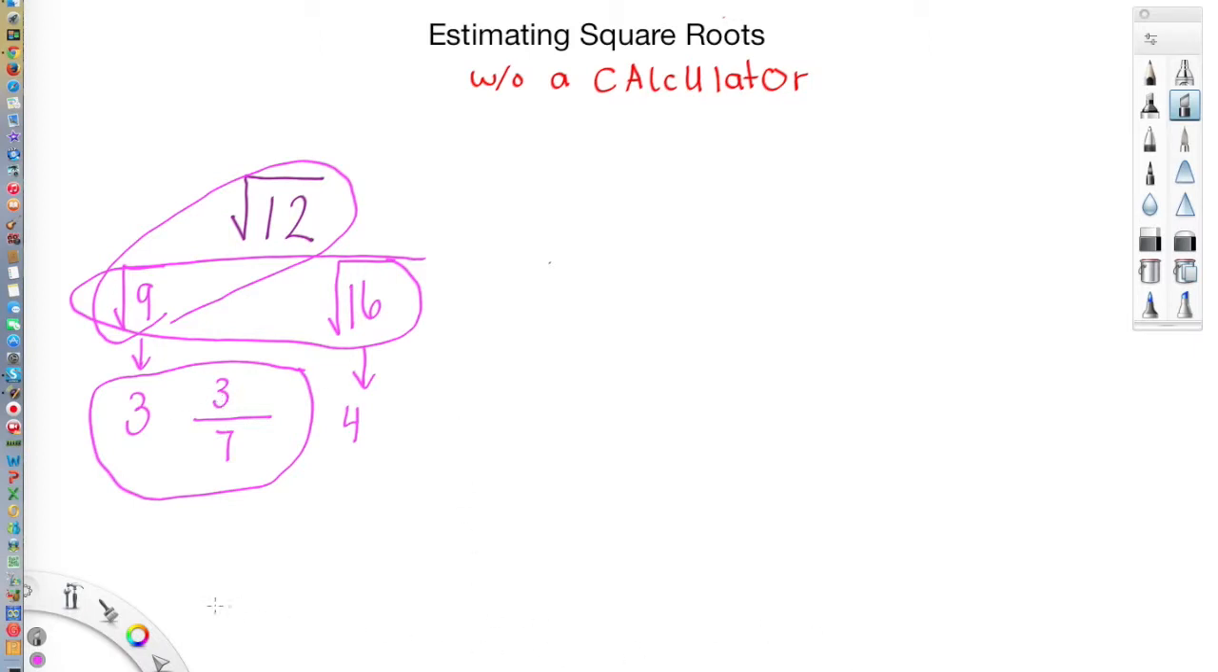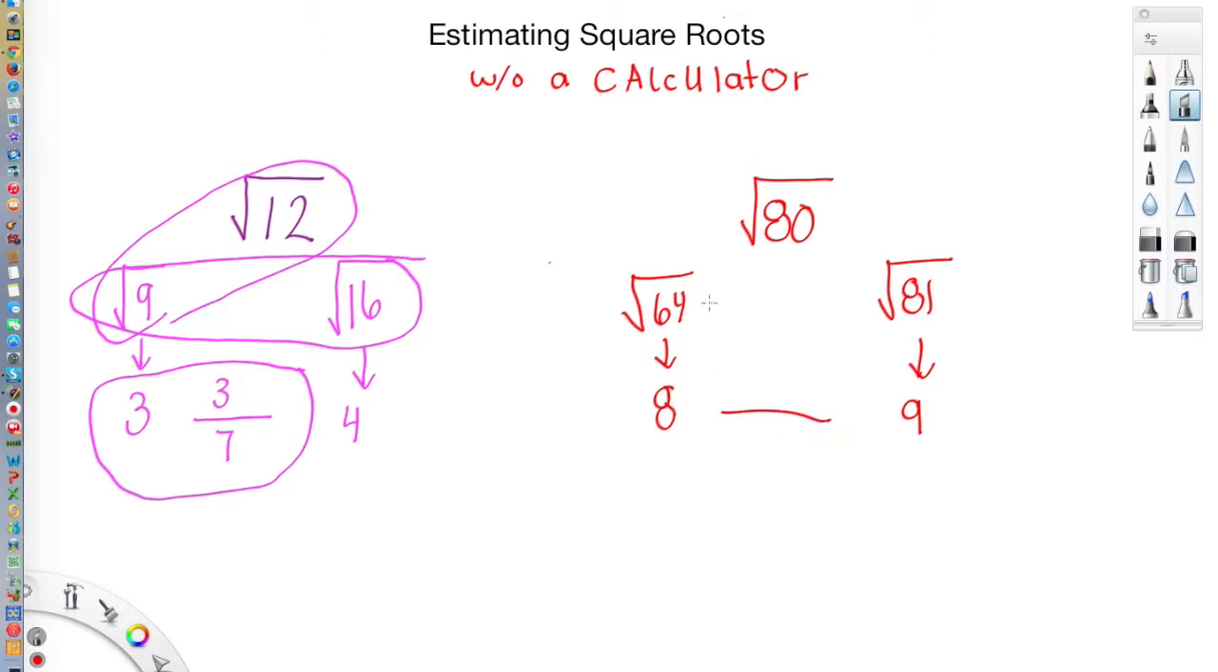Let's try another one. Let's say we want to find the square root of 80. Again, 80 is not a perfect square. What's the perfect square that comes after 80? That's easy, it's 81. And what's the perfect square that comes before 80? That would be 64. The square root of 64 is 8. The square root of 81 is 9. So the answer to the square root of 80 is somewhere between 8 and 9, 8 and some fraction.